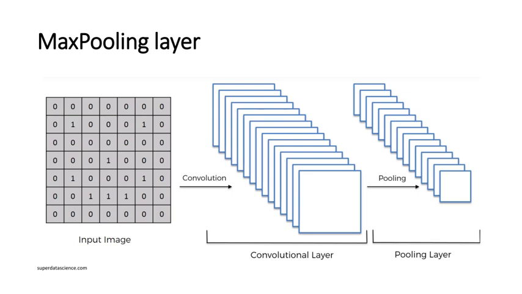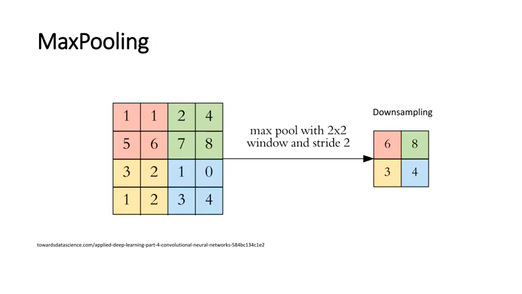After we have everything, we have the input image here. We applied the convolution, so then we have the convolution layers with the feature maps. Afterwards, we have the pooling layer here. So what is the pooling layer or the MaxPooling actually doing? We want to downsample the picture or decrease the resolution itself of the picture.